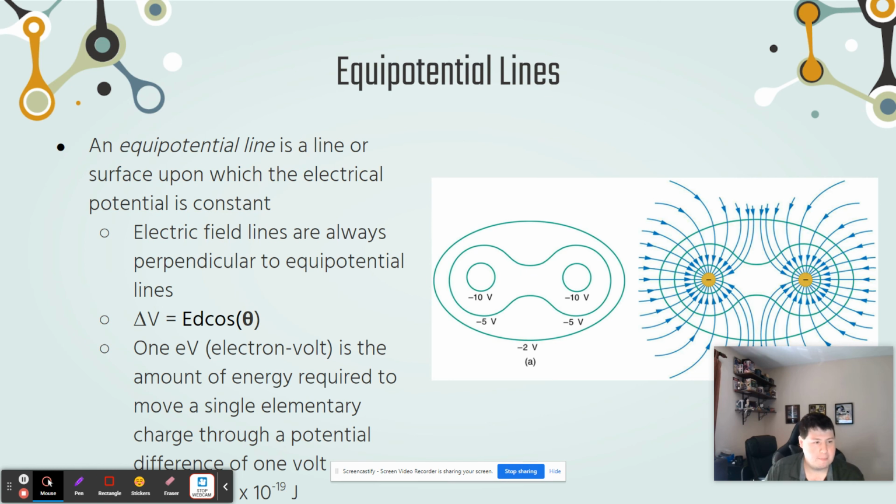But I want to next think about, could I define a voltage field similar to the electrical field? And the answer is absolutely yes. Voltage, you can definitely define a field for it. We call them electrical potential lines. What is an equipotential line? An equipotential line is a line or surface upon which the electrical potential is constant.